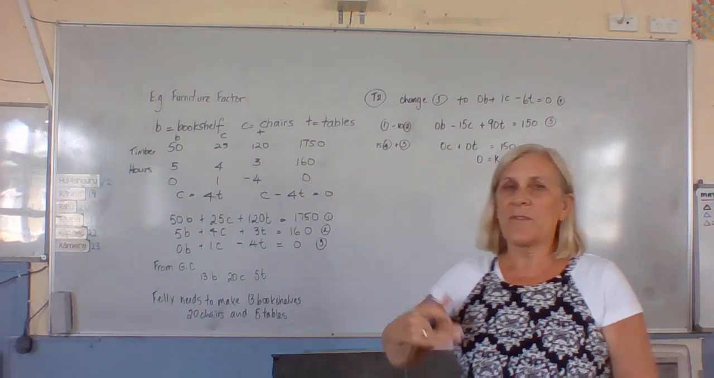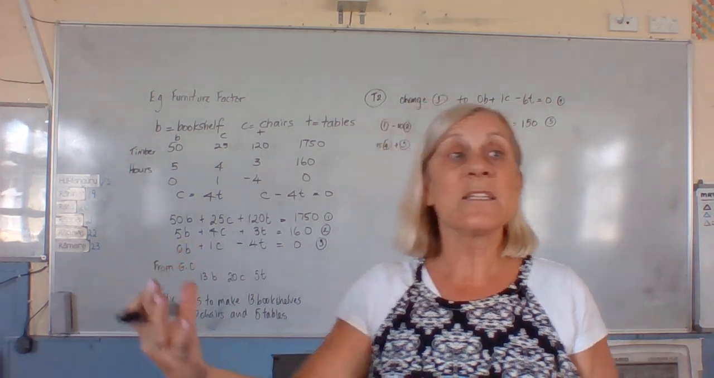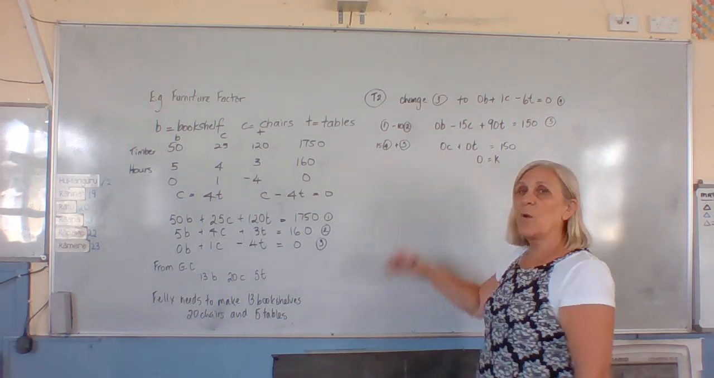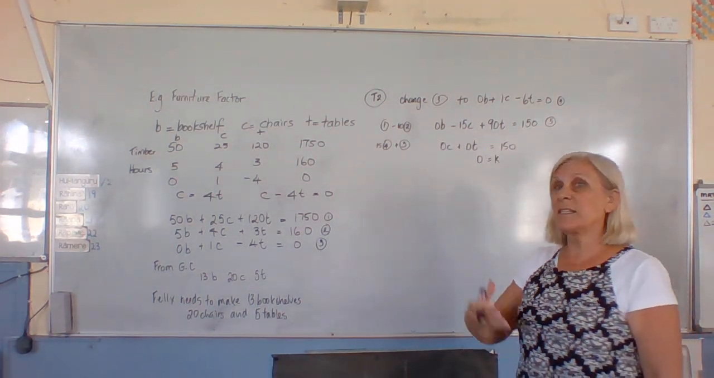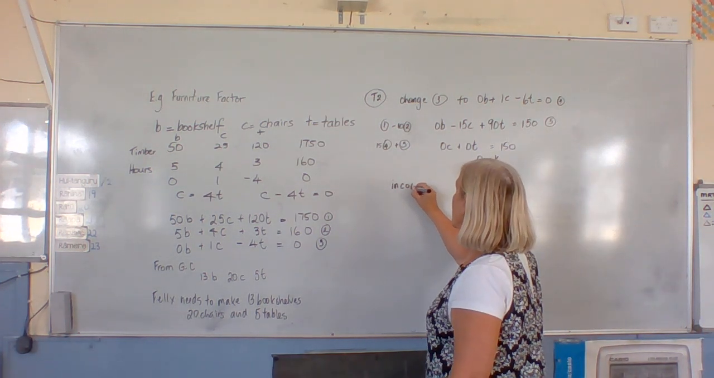Now we've talked about the fact that 0 equals k indicates to us that there's no real solution. No real solutions. All right. What else are the other words we use? Inconsistent. All right. So it's an inconsistent system. We need to use all the words.